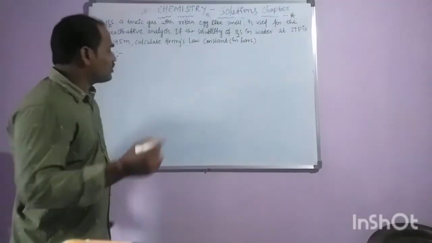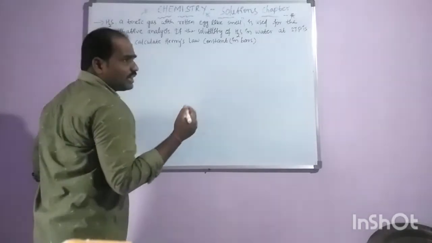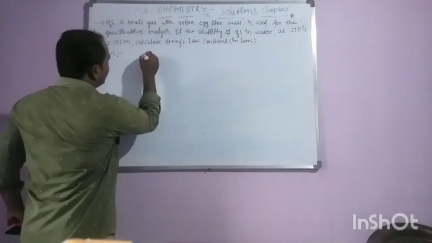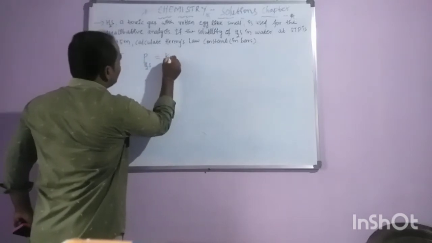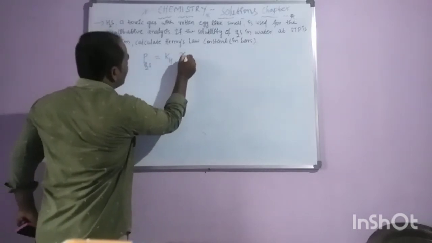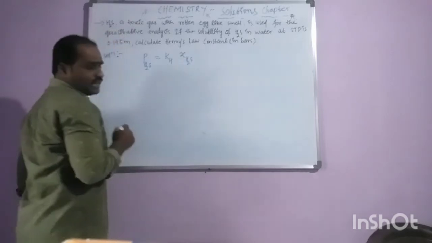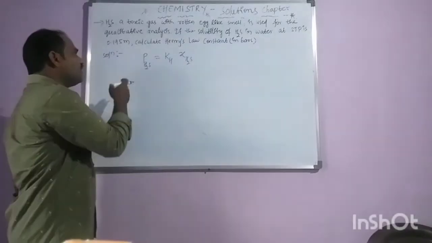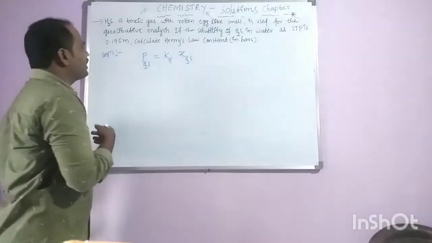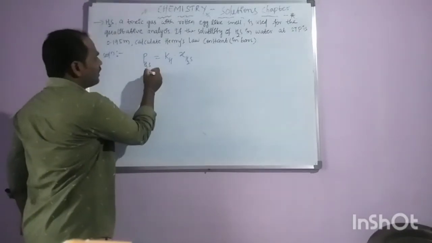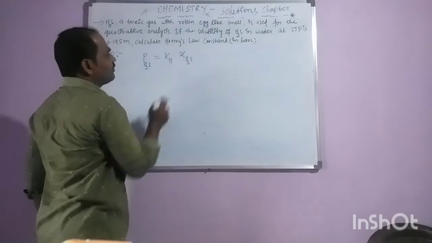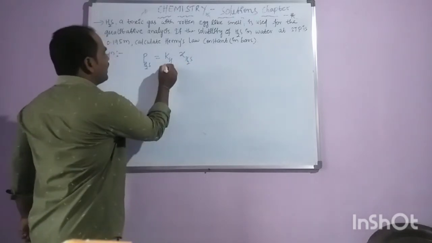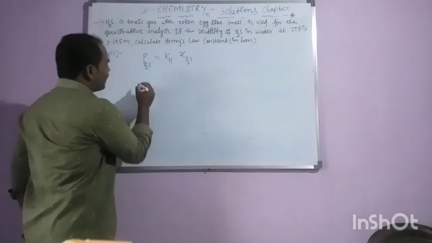Okay, students, listen. The mathematical form of Henry's law is: partial pressure of H2 gas is equal to kH times the mole fraction of the H2 gas. This formula is the mathematical form of Henry's law, where kH is the Henry's law constant.